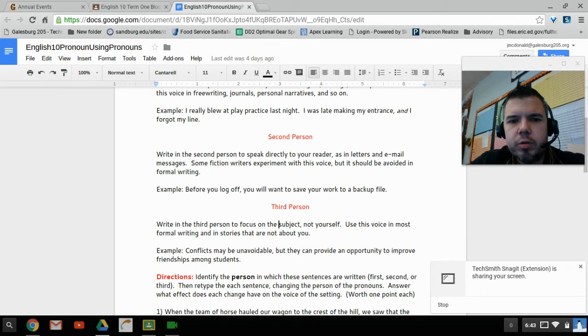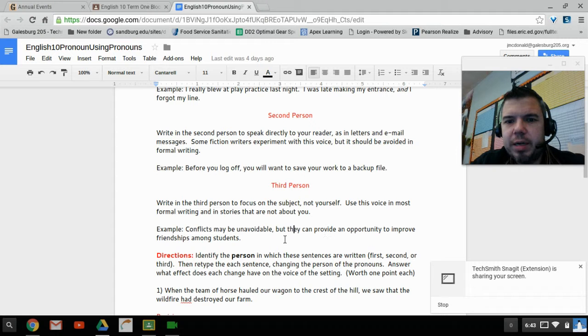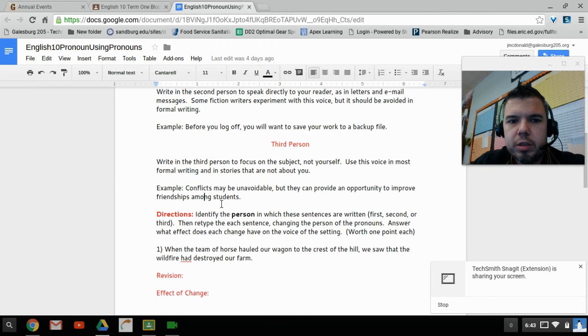Third person, right? Third person focuses on the subject, not yourself. Use this voice in most formal writing and in stories that are not about you. So you should really write in third person as much as possible. In every class, basically outside of English, you should write in third person. So third person eliminates the I. For example, I use the third person quite a lot. I am doing an assignment for college, and I write the researcher, not I or Mr. McDonald. I basically just eliminate my name altogether. Example: conflicts would be unavoidable, but they can provide an opportunity to improve friendship among students.